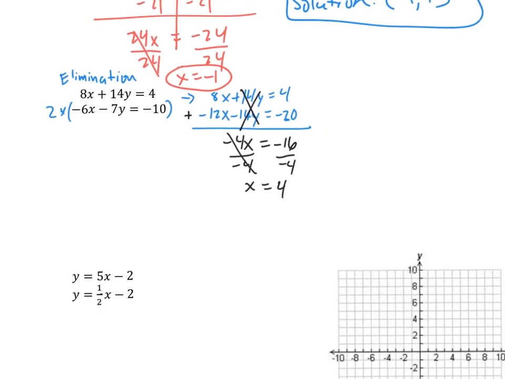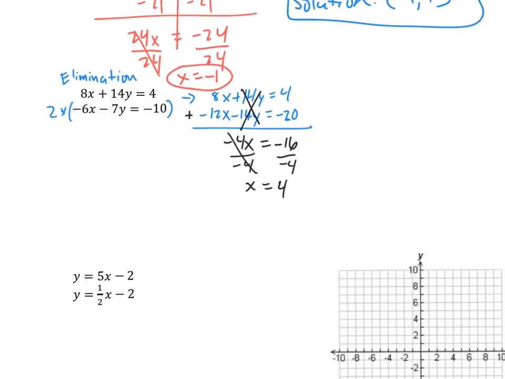Okay, and now that we figured that out, we can substitute that 4 back into one of our equations. Let's do that second equation there. Doesn't really matter which one, you could do either. Oh wait, I need to substitute it in for x, not for y. Okay, negative 6 times 4, because that's what x is equal to, minus 7y equals negative 10. And now we just need to solve for y. So negative 6 times 4 is negative 24, minus 7y equals negative 10.